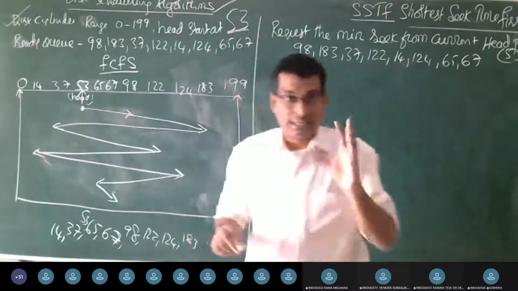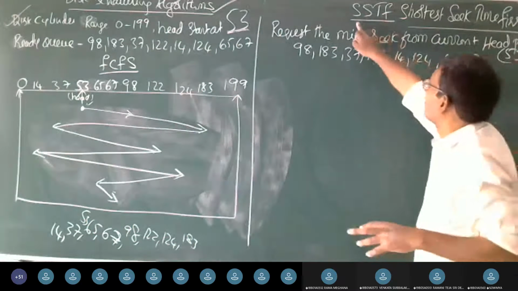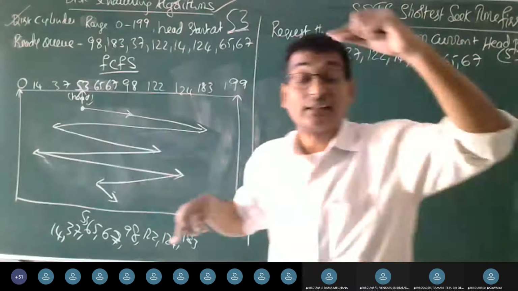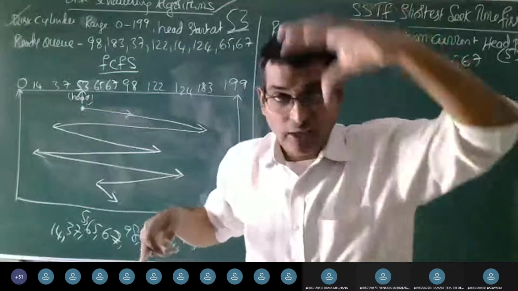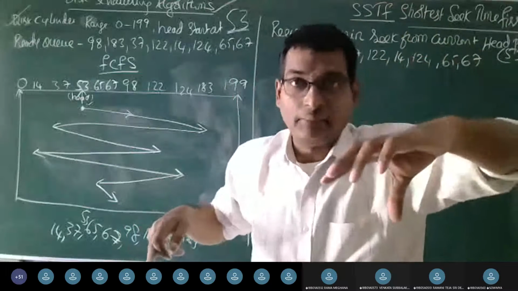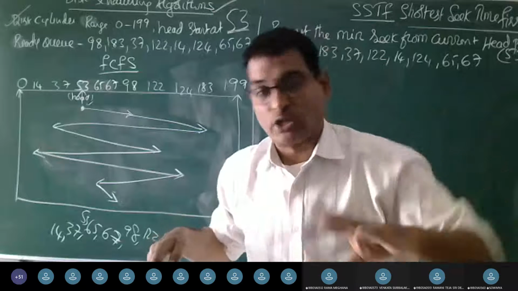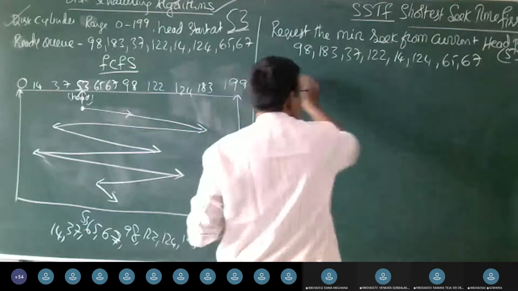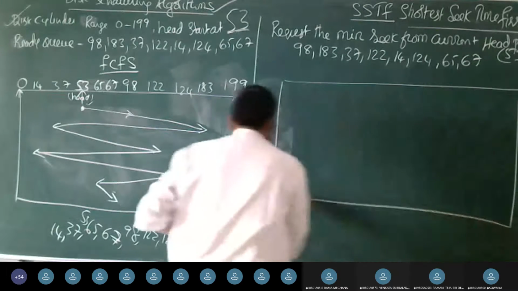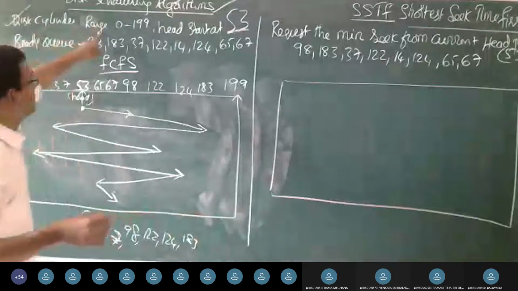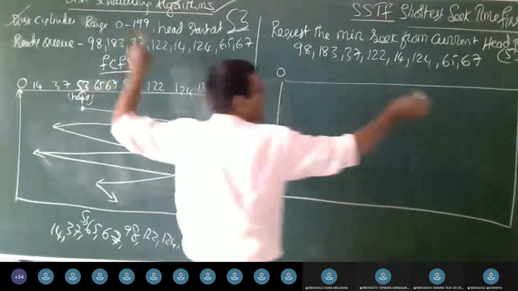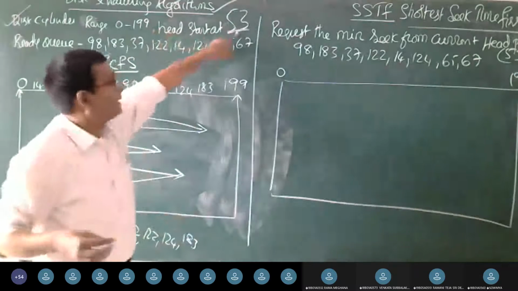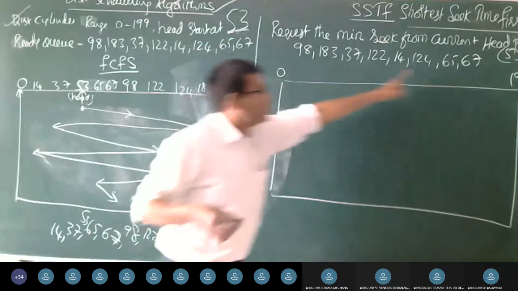Next, what was the second algorithm? The second algorithm was shortest seek time first. From the location where the head is, from that item, what is going to be the shortest, that is what we are going to consider. So again, we are going to take the same example. In that same example, there is a range between 0 to 199, and the head was at 53, and the items are there.